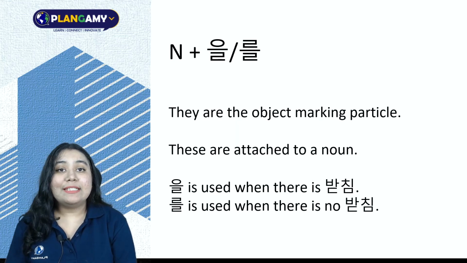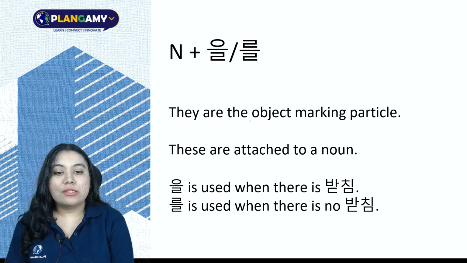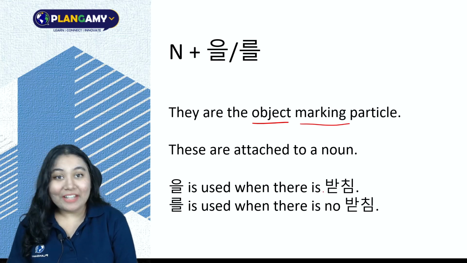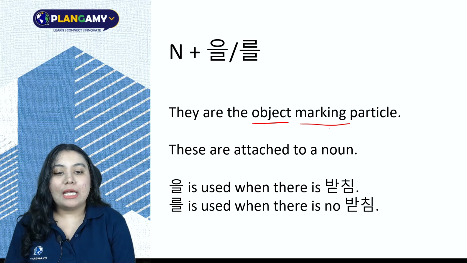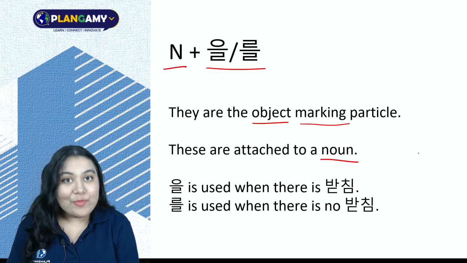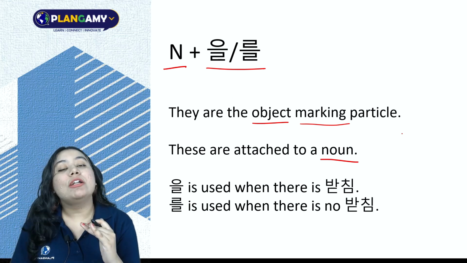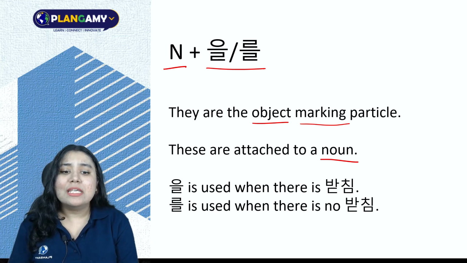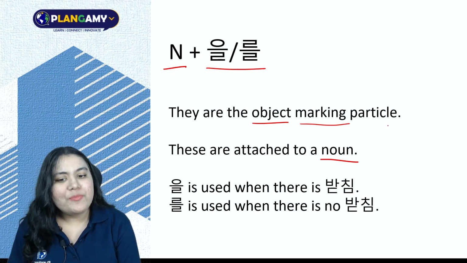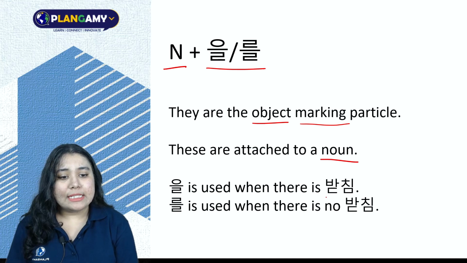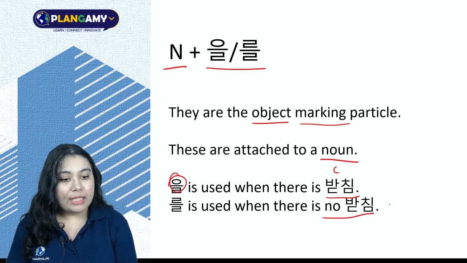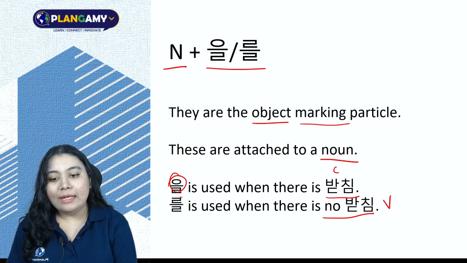Okay. Now let's see our next 문법, which is the object marking particle. We have done topic marker, subject marker. Today we will be learning object marker, which I'll attach to noun. So noun plus ul is my object marker. Again, this object marker is not actually changing any grammar of my sentence. It's just an indication that that particular noun is my object. So when there is a bhachim, that means there is a final consonant, I'll add ur. When there is no bhachim, word ending with a vowel, I'll add r.